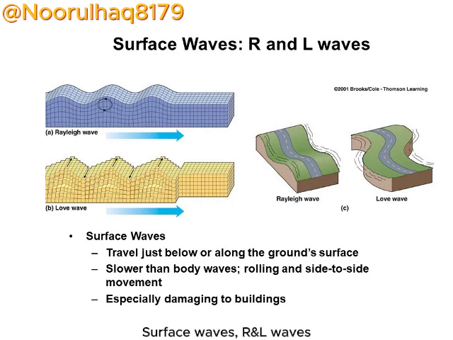Surface waves, R and L waves. Surface waves travel just below or along the ground's surface, slower than body waves, with rolling and side-to-side movement, especially damaging to buildings.